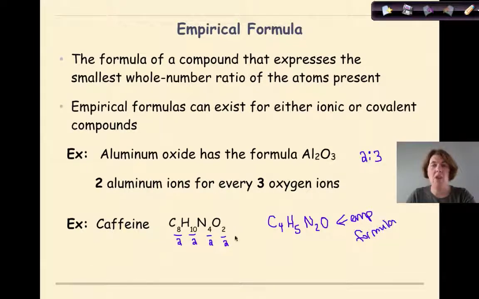of caffeine. The real formula for caffeine is C8H10N4O2. If I wanted to build caffeine, that's what I would need to make that particular molecule. But the smallest whole number ratio of the elements would be this one that we see right here.